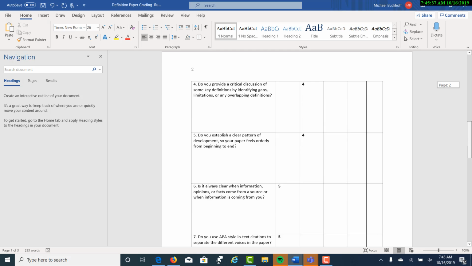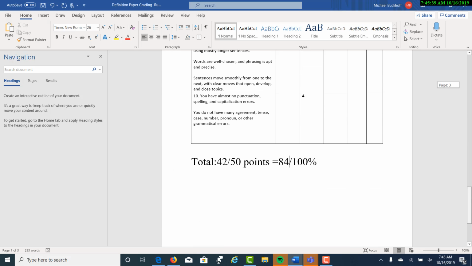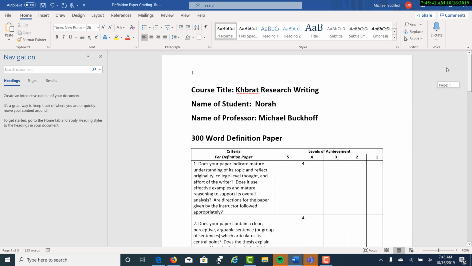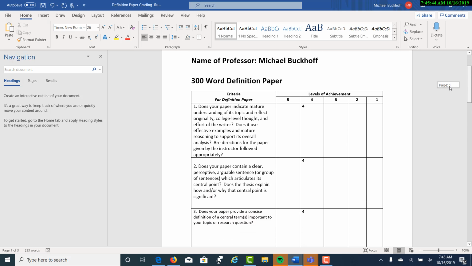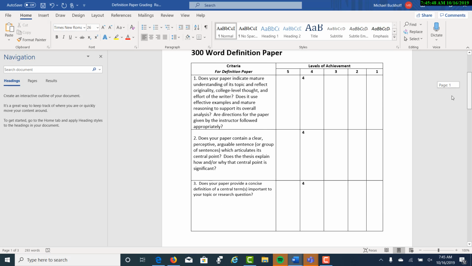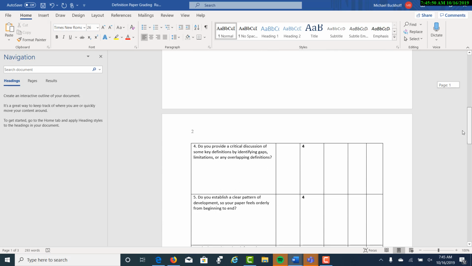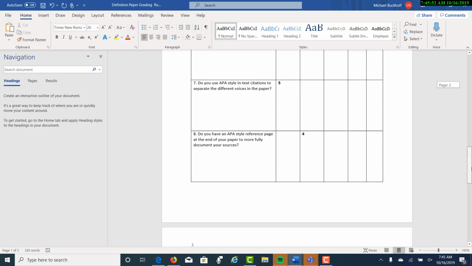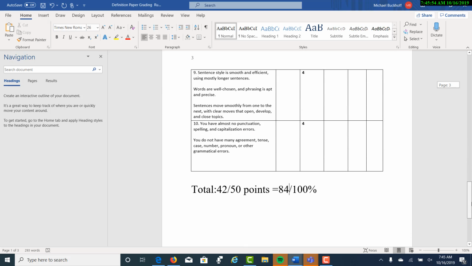I gave you an 84 out of 100, so a B right now. You can see the categories where you can make some improvements: number one, number two, number three, number four, number five, number eight, nine, and then 10. You can make improvements in those categories.